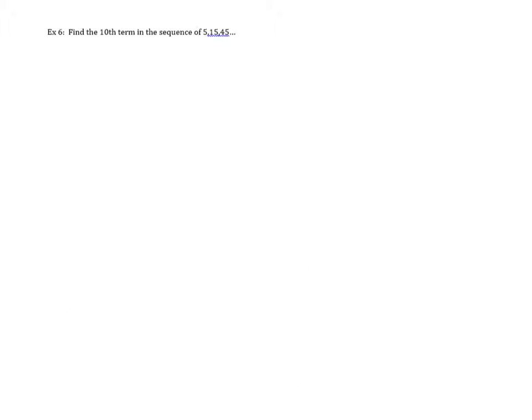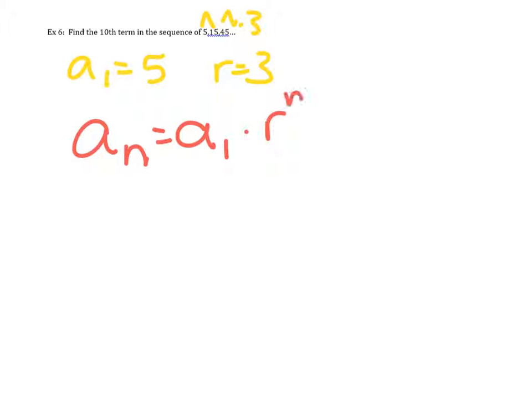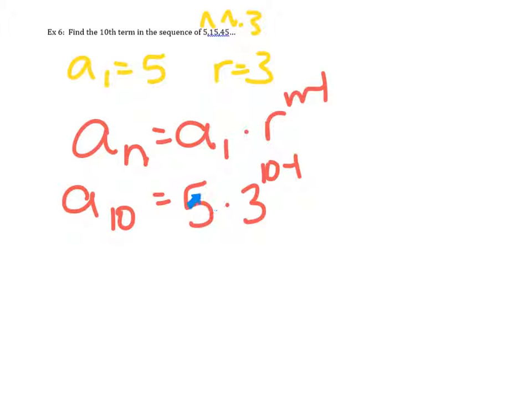Okay, I want to find the 10th term of a sequence, 5, 15, 45. So my first term is 5, and you're multiplying by 3 every time. So my ratio is 3. So my equation is a sub n equals a sub 1 times r to the n minus 1. So if I want to find the 10th term, I'm going to plug in 10 for n. My first term is 5. My ratio is 3 to the 10 minus 1. And again, you may not multiply the 5 and 3 together. Order of operations says I have to do the exponents first and then multiply by 5, and that gives me 98,415.